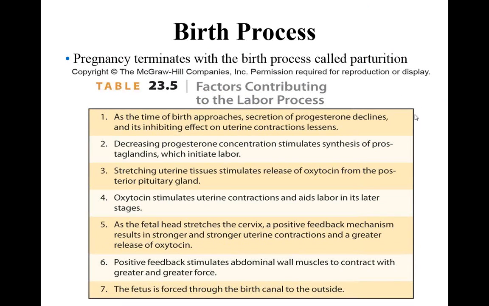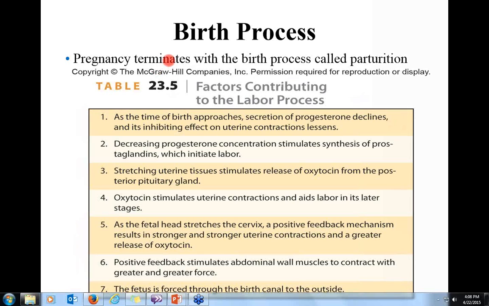All right, after 38 weeks, the pregnancy is going to terminate with the birth process, and then the fun begins, labor. What happens during labor? Progesterone declines, so now uterine contractions will increase. You'll have more prostaglandin release, which is going to initiate labor. The stretching of the uterine tissues is going to release oxytocin. This is going to be a positive feedback loop and cause increase in uterine contractions, which is going to aid the birth of the child.